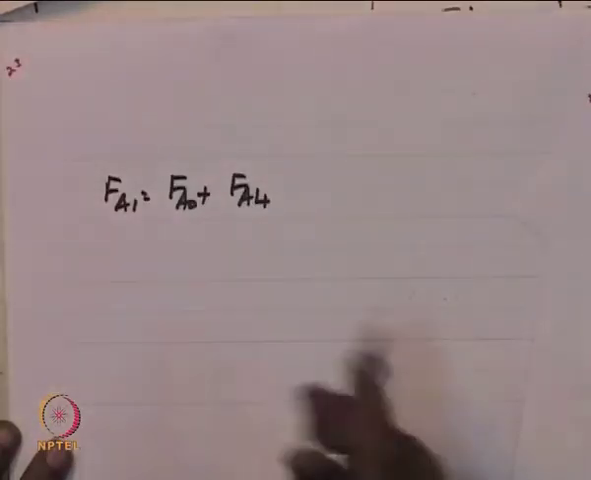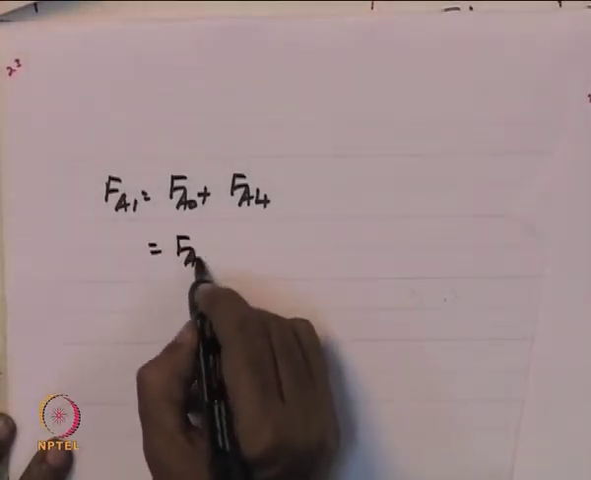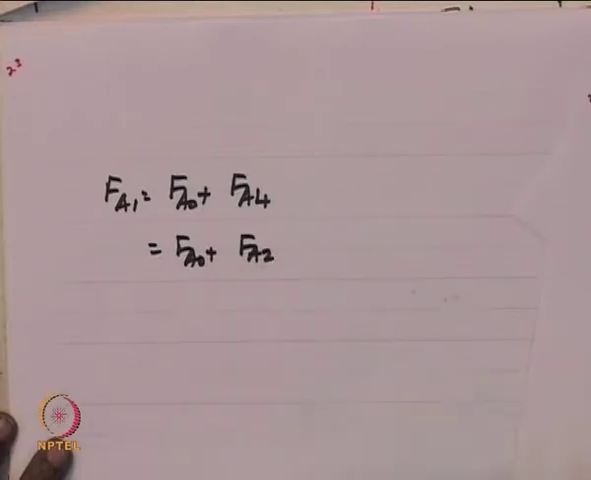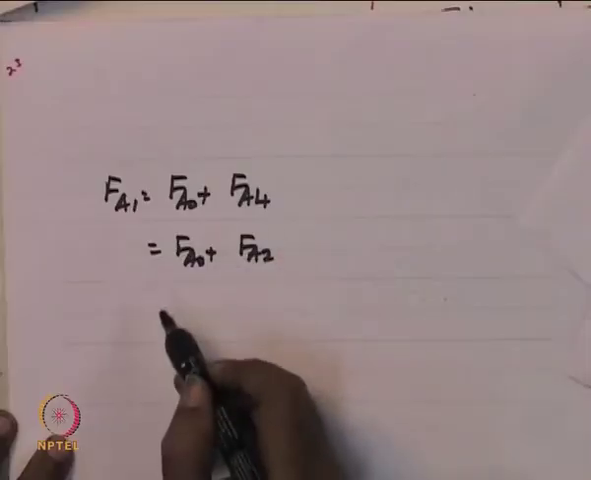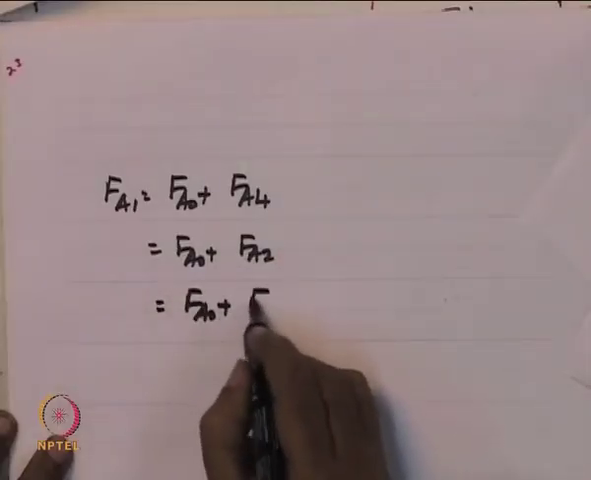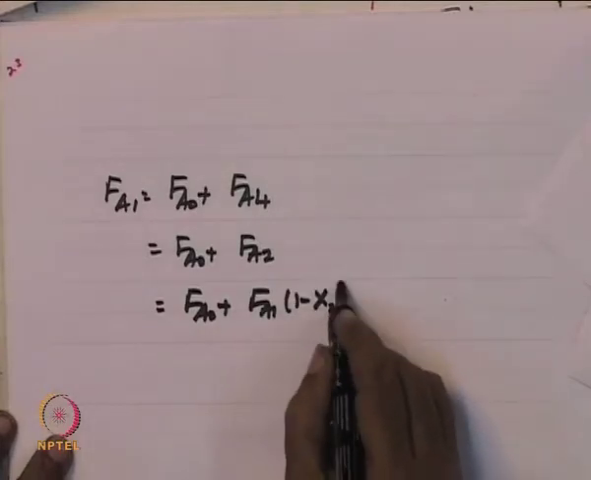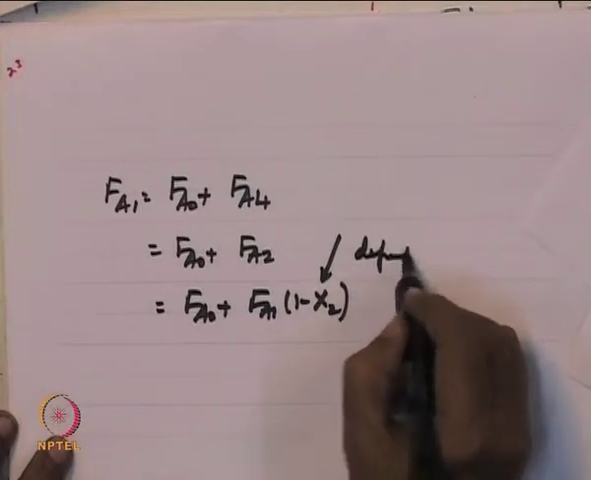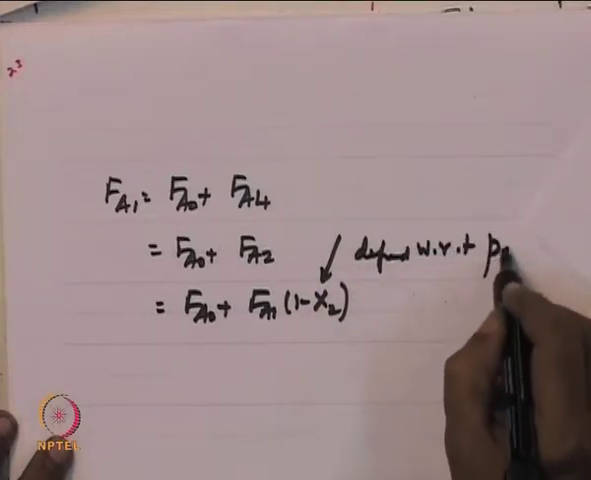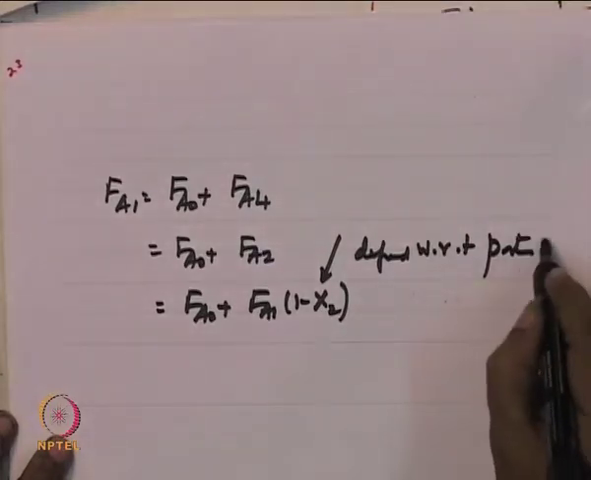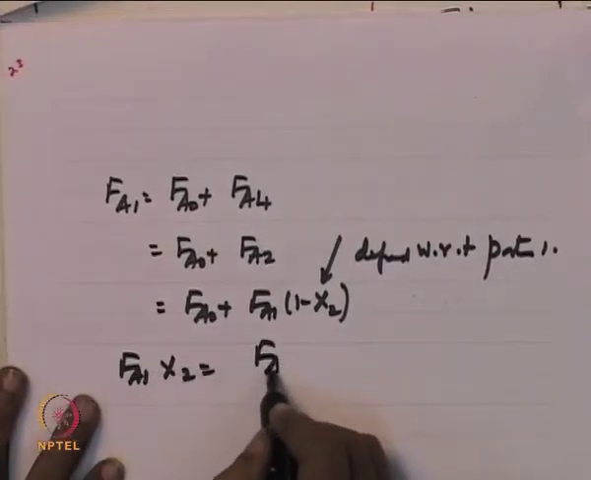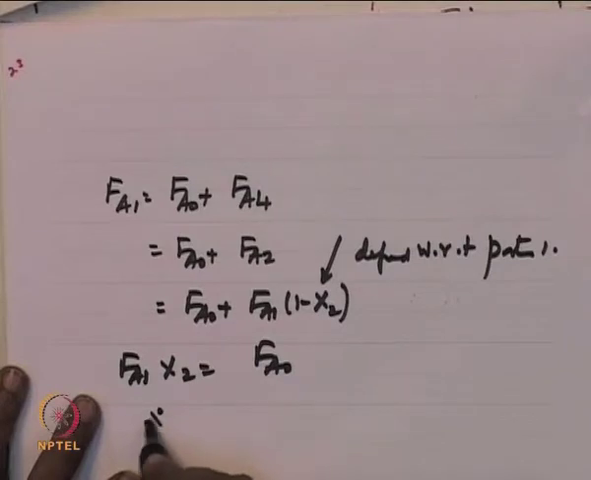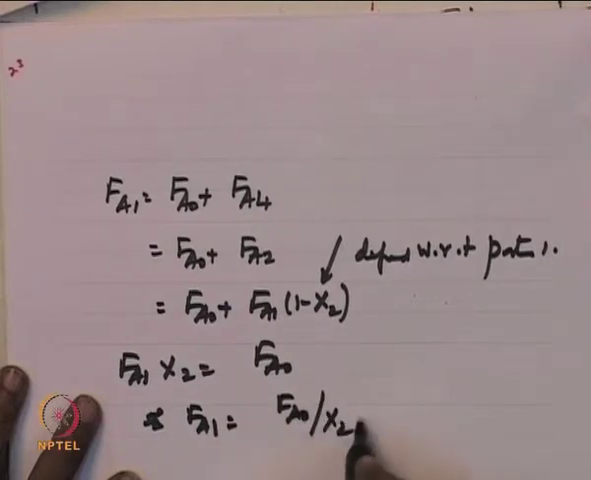So, FA4 is FA2 only because B is fully recovered. So, that is equal to FA0 times FA1 into 1 minus X2, where X is defined with respect to position 1. So, we have FA1 times X2 equal to FA0. Therefore, FA1 equals FA0 divided by X2. Is that clear?